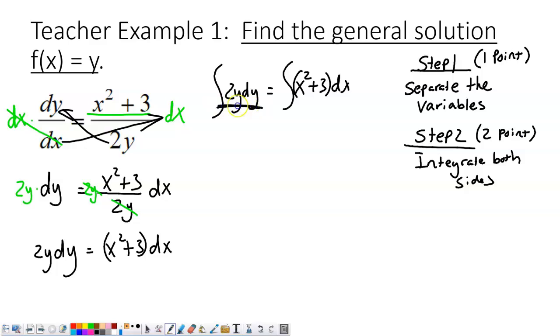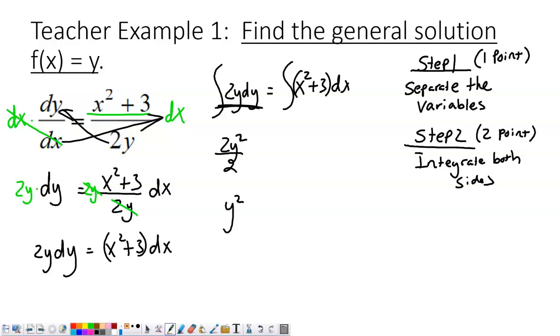So let's start on this side. We're integrating y with respect to y. So that means basically we could just integrate it like normal. So you would add 1 to the power and divide by that number. And so we end up with y squared. Now I'm not going to put the plus c. I'll explain why in a minute. There it is. So if we integrate 2y, we get y squared.